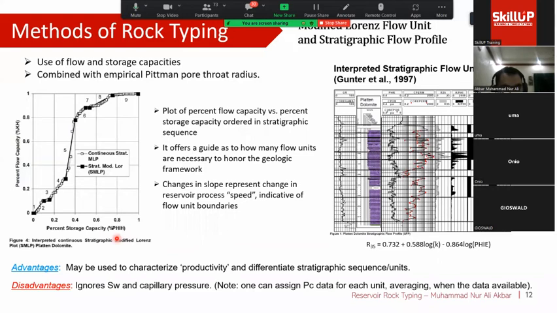But the disadvantage of this method is that it ignores the water saturation and the capillary pressures. When we try to make the saturation height model, at least we need one average of the capillary pressure data, and we try to distribute it. If we have quite complex reservoir properties, there is a possibility that some overlapping will happen during the saturation distribution based on the capillary pressure data.